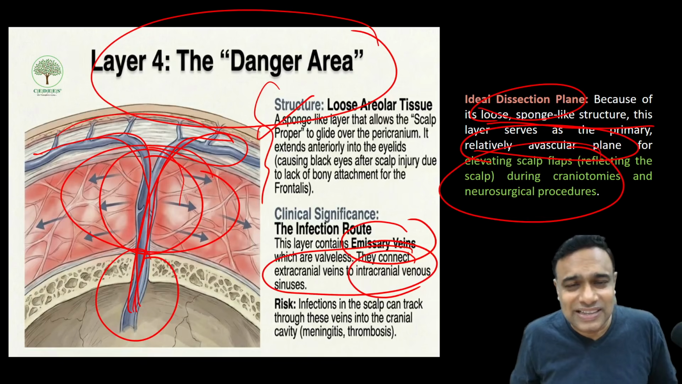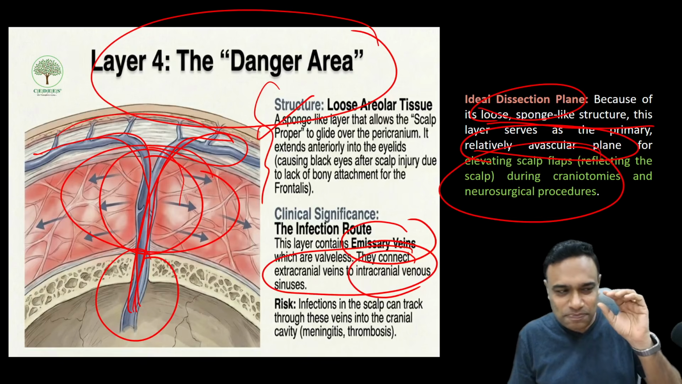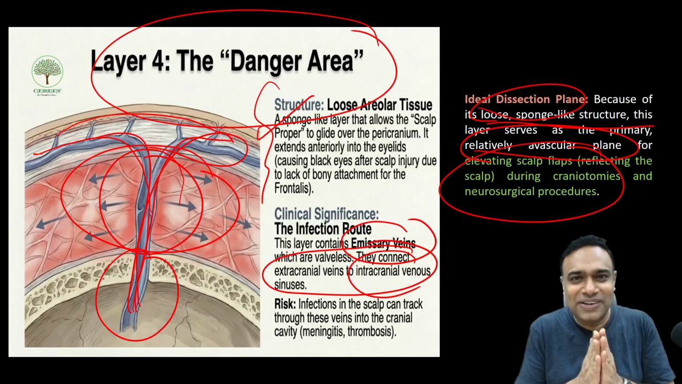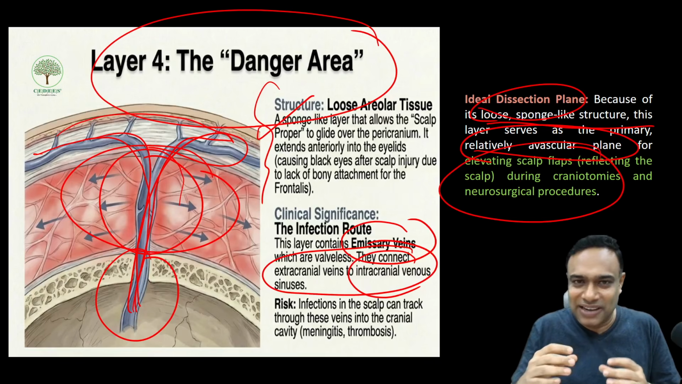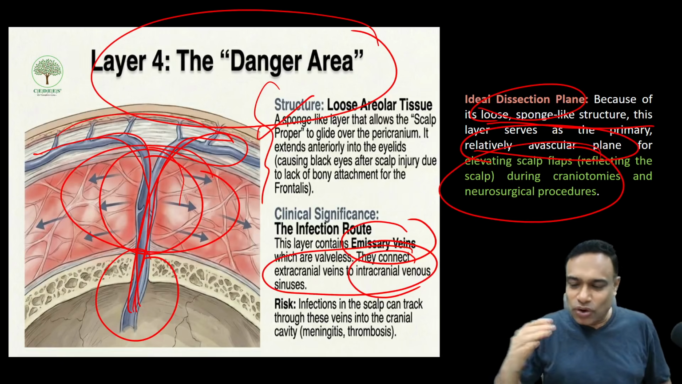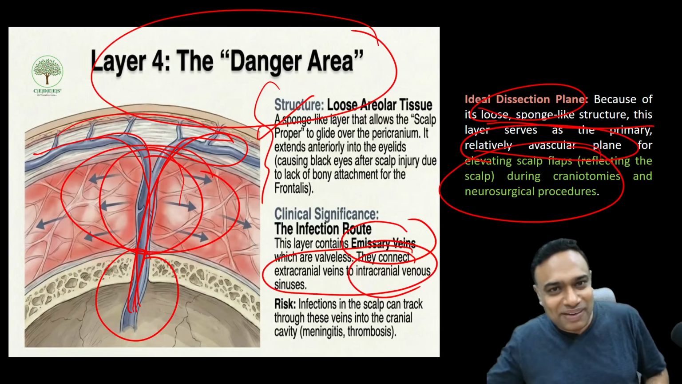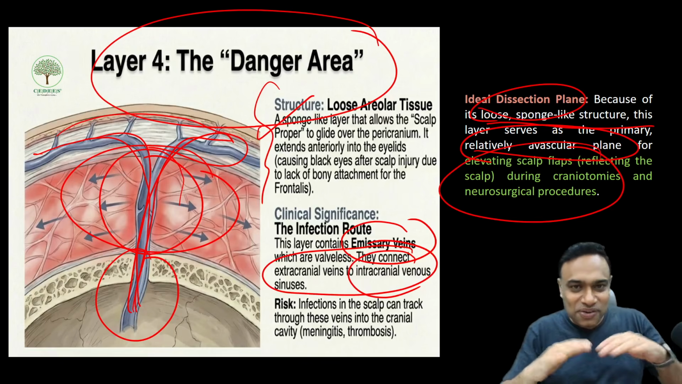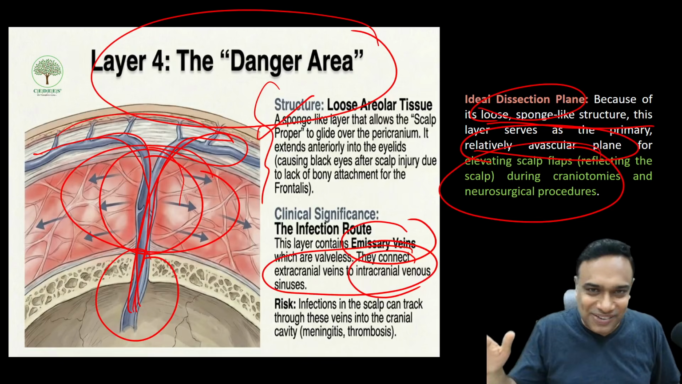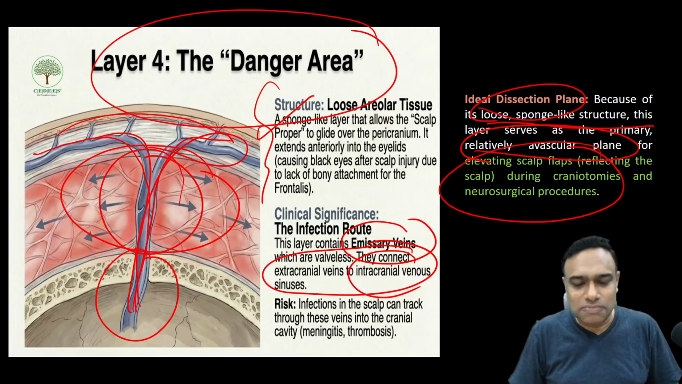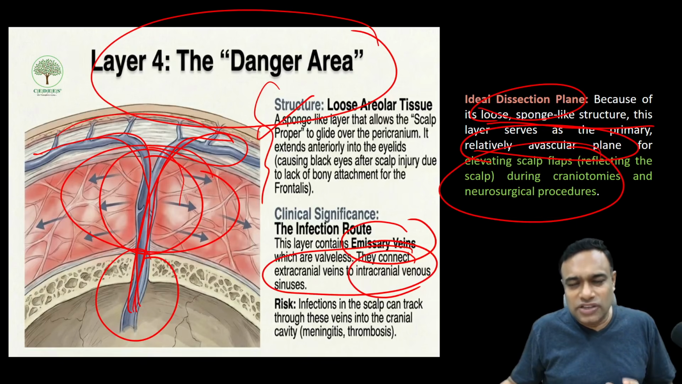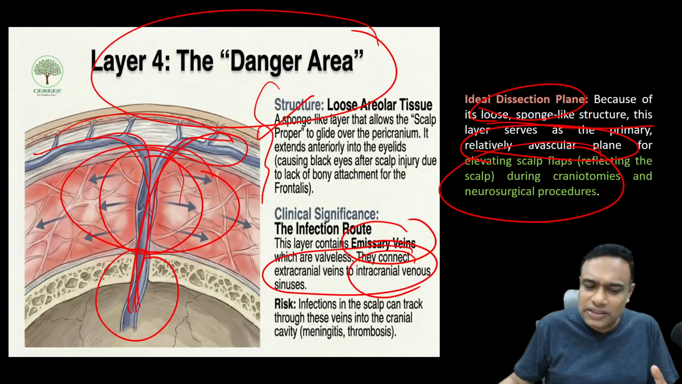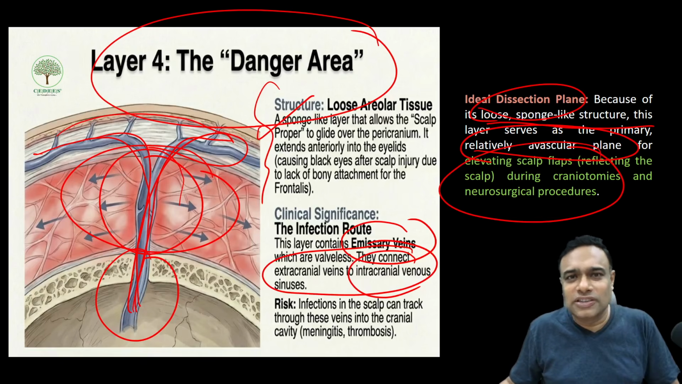What you should understand is that the first three layers are almost intimately bound together. Even though we call them first layer, second layer, you cannot really separate them. When you try separating them, all three layers come as one layer, and then you lose areolar tissue. That is where you cut across, and then you have the pericranium at the bottom. So let's move on. This is why it is called the danger area, because of the presence of emissary veins. I'll come to this a little later when I'm covering the venous system.